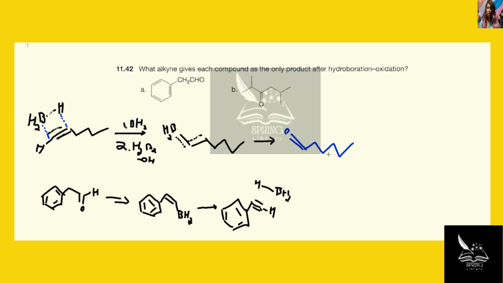Now let's see for B. So B, we're starting with this, so we need to work backwards. So we know that once again, the oxygen is replaced for boron. But here we have 2 possibilities. Your double bond can either be here or it can be here. So let's figure out which one is the correct choice.